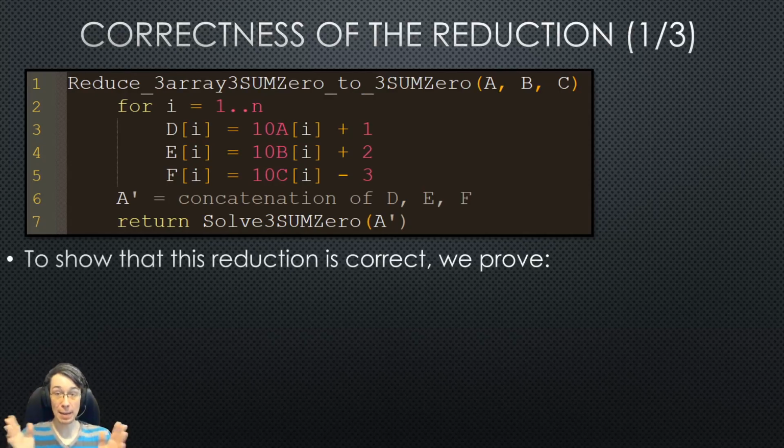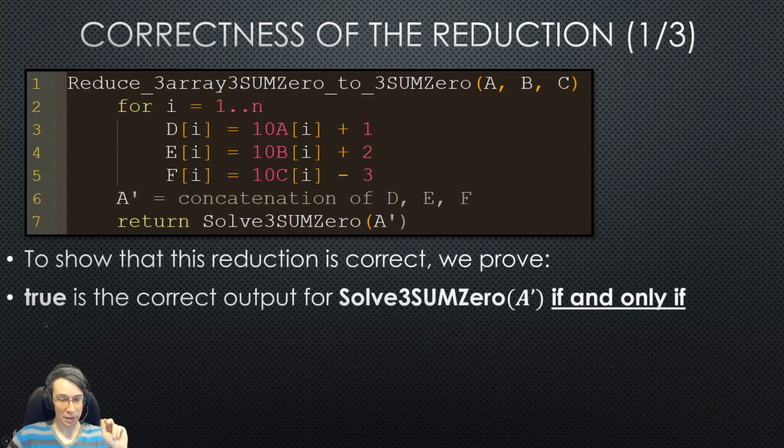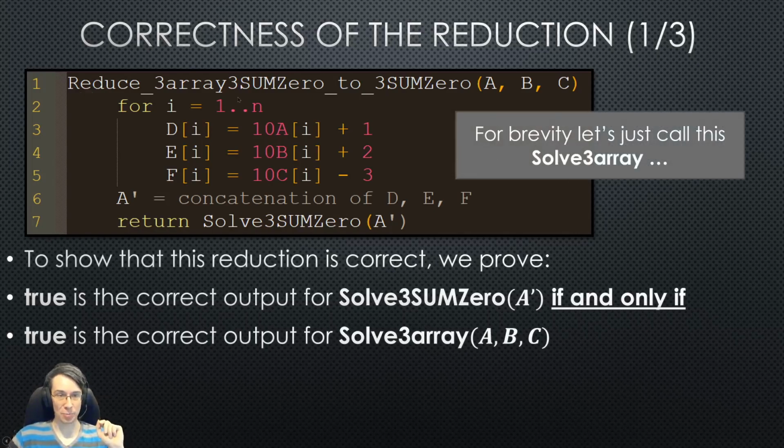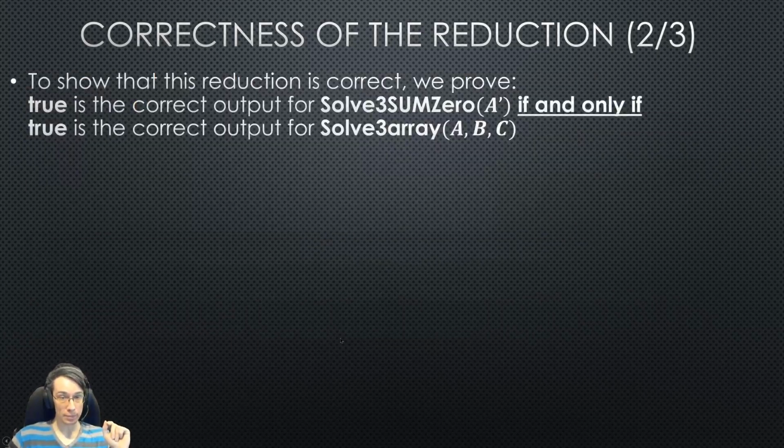So is this correct? My claim is that it's correct. Let's show that it's correct. To show that, we have to prove the following: true is correct for solve 3sum0 on A prime if and only if true is the correct output for this whole call, because we return exactly the output of this call. Sorry, my animations are out of order here, but for brevity, let's just call this really long name solve3array. So we're going to show true is the correct output for solve3sum0 if and only if true is the correct output for solve3array. In other words, by returning the solution to solve3sum0 as our solution to solve3array, we're doing the correct thing.